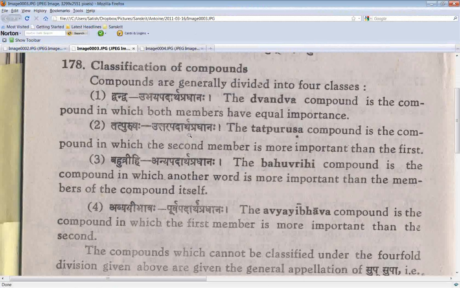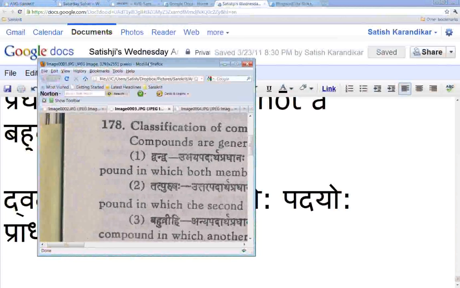Satish, yes. While we are here, there are two things that maybe you could cover briefly. One is the upasarjana, and the other is samasanta. Samasanta is coming in a little bit, but let's see what Kalpesh is saying.